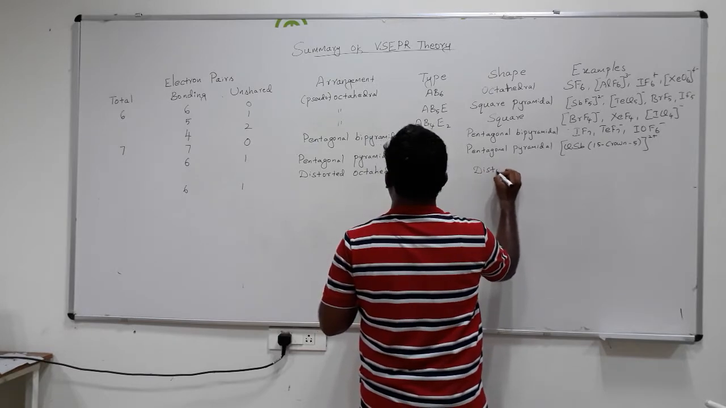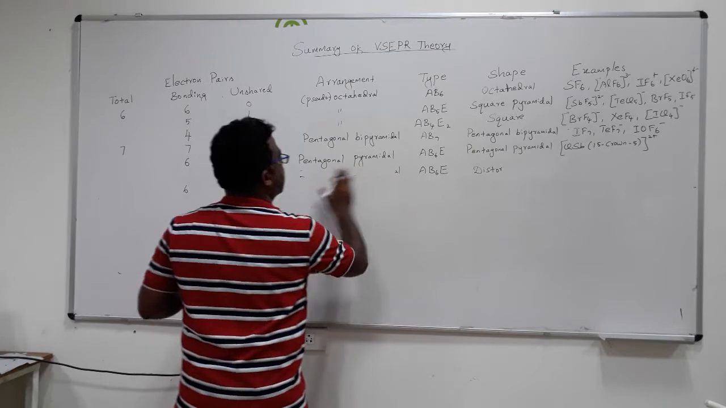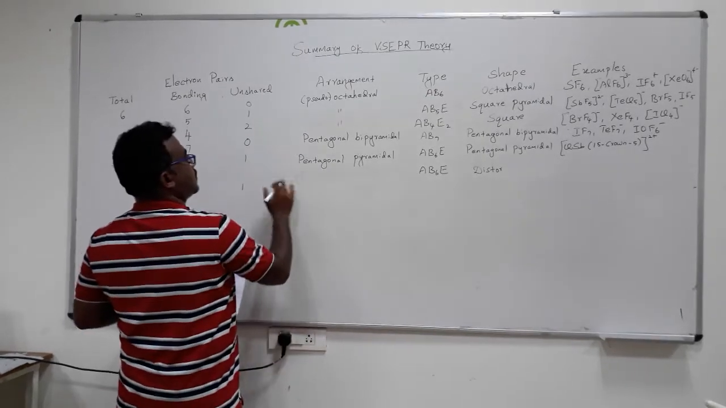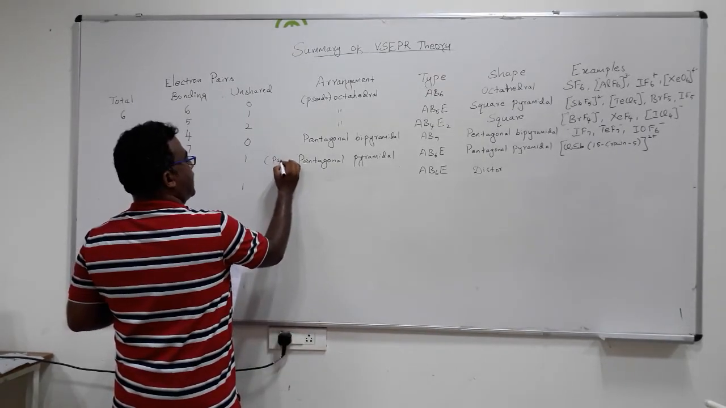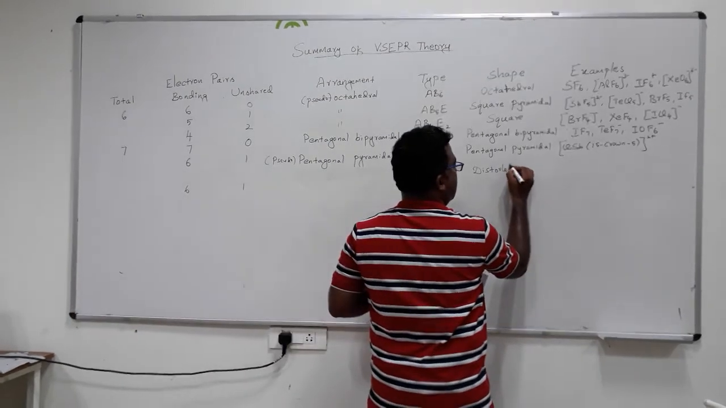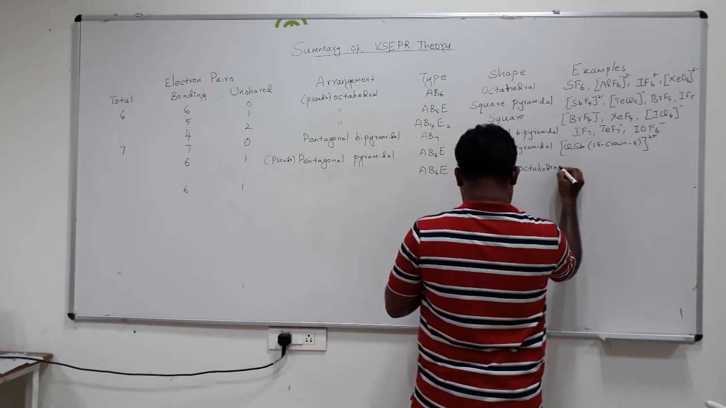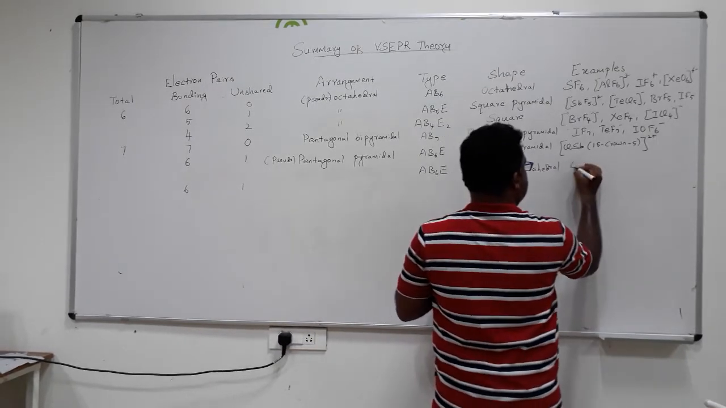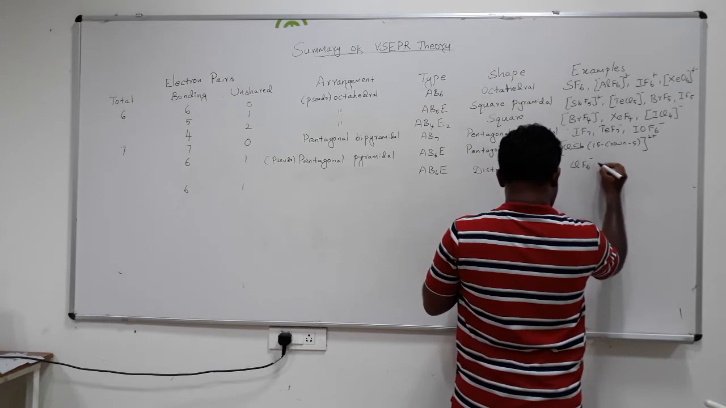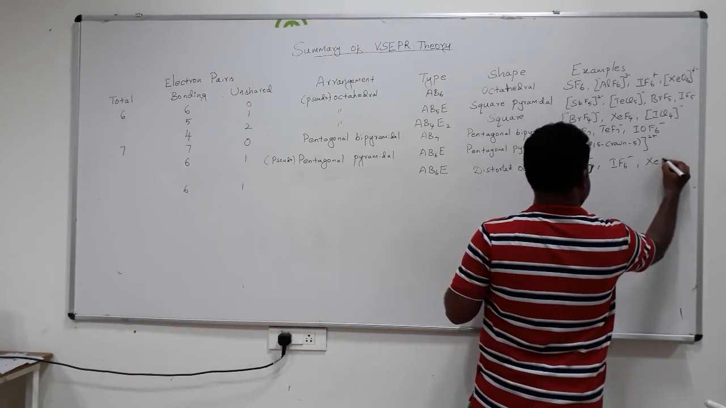Distorted octahedral. You can call again if you want. Actually, you can call this one as a pseudo pentagonal pyramidal. No problem. Distorted octahedral. ClF6 minus, IF6 minus, XeF6.